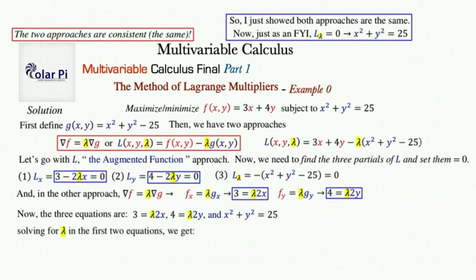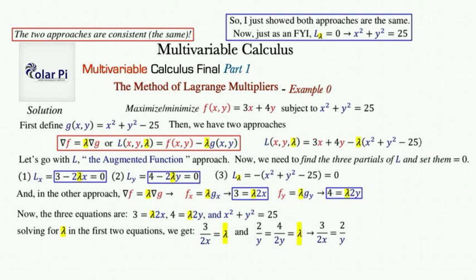Anyway, what we're going to do is, in these two equations, solve for lambda. From the first equation, we get lambda is equal to 3 over 2x. From the second equation, we get 4 over 2y is equal to lambda, but then that simplifies to 2 over y. Now, this lambda and this lambda are the same lambda, so they have to be equal.